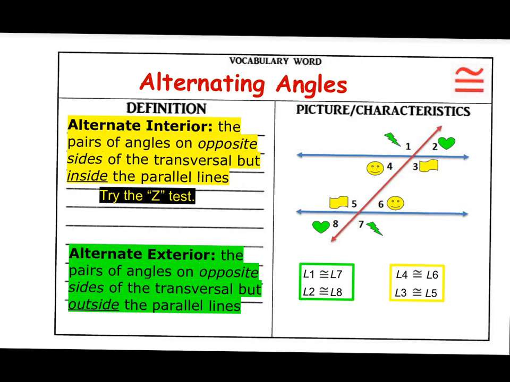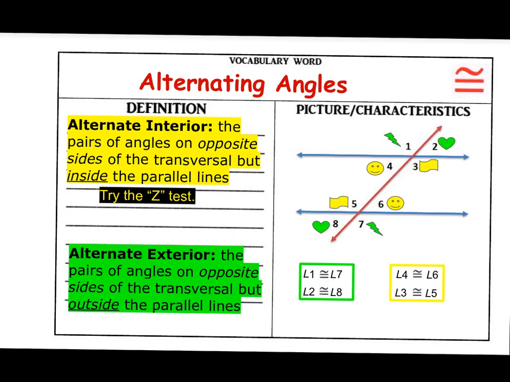So those are alternate interior because we have our transversal in red. And those two angles are on opposite sides of the transversal, but on the inside of the parallel lines, my two blue lines.